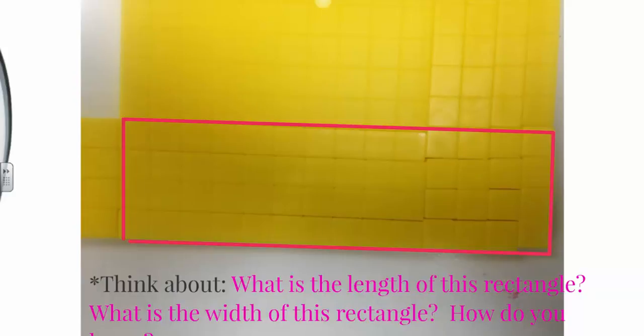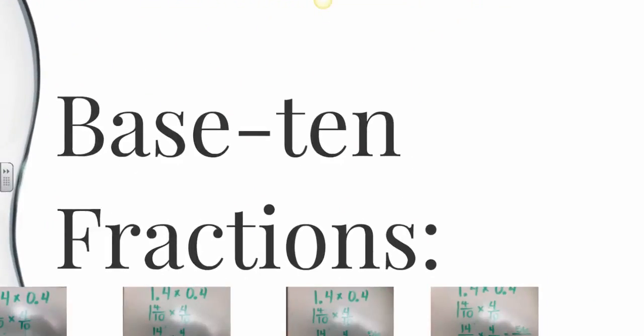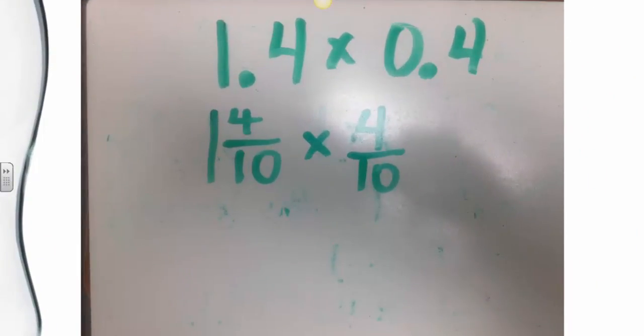Think about this. What is the length of this rectangle? What is the width of this rectangle? And how do you know? Base 10 fractions are also referred to as decimal fractions. They are distinguished by their denominators, which are 10, 100, 1000, and so on. Decimals and fractions both are parts of a whole. When students and teachers use proper mathematical language when referring to decimals, the connection to base 10 fractions is clear.